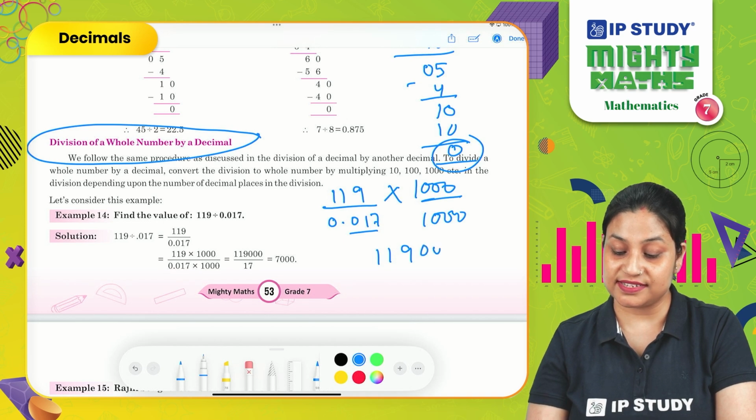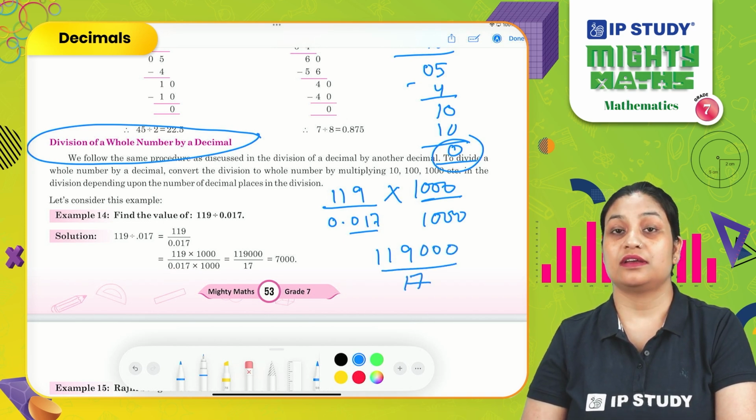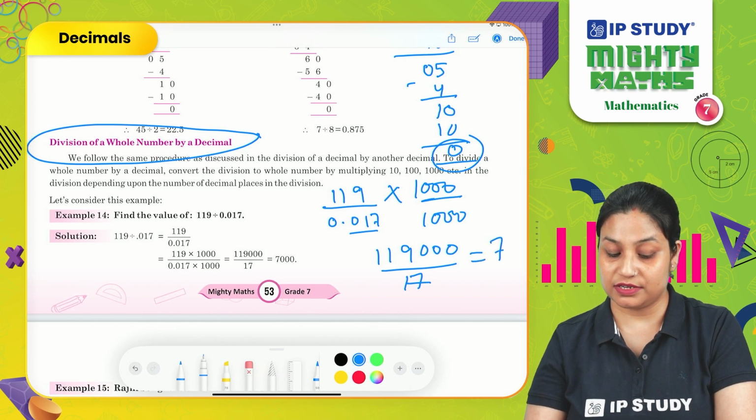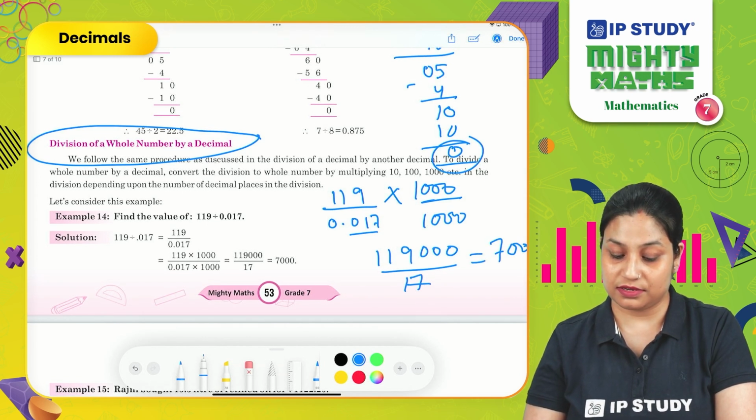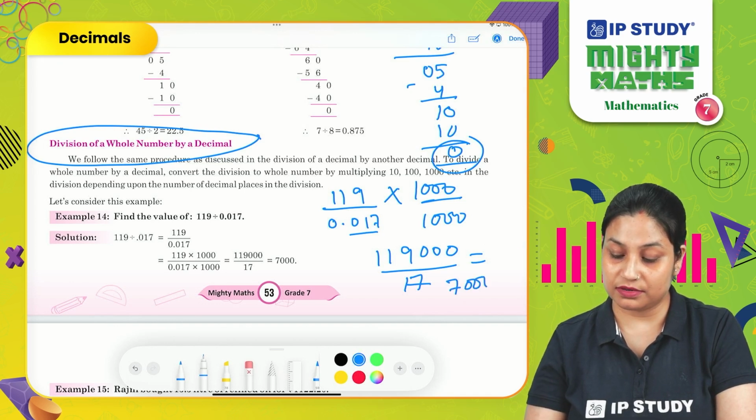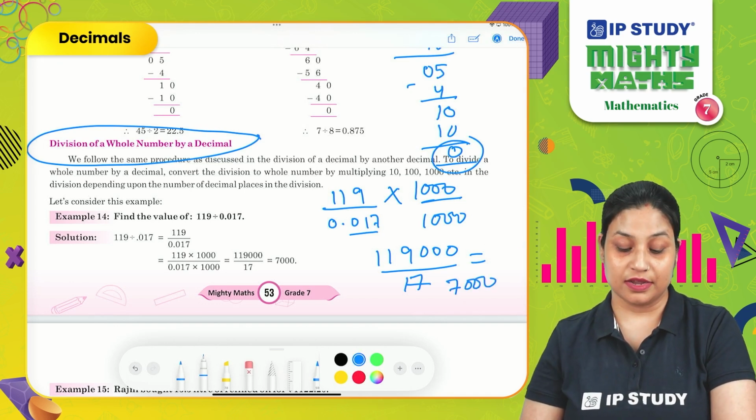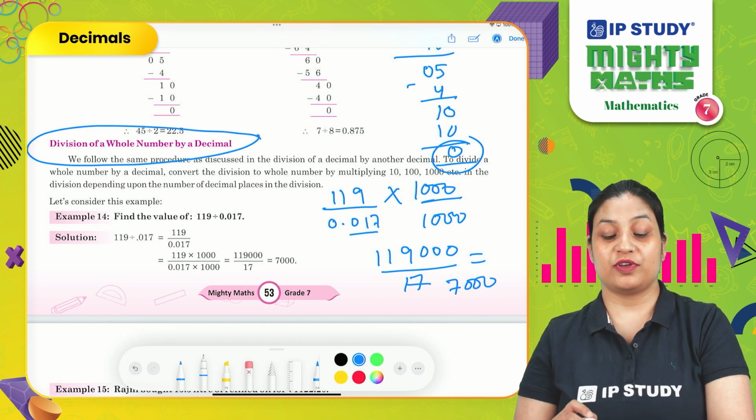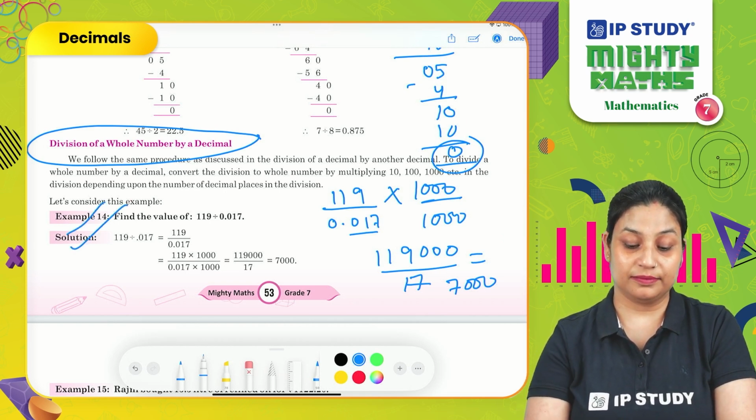What you will get? 119000 divided by 17. If you solve it, what you will get? You will get 7000. You will get 7000 as your result, right? So student, I hope you have understood this example as well.